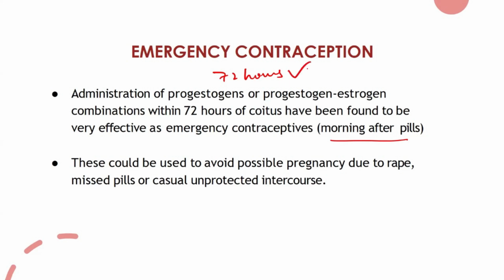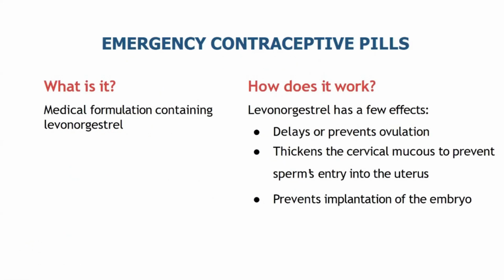So these could only act if the female has taken them within 3 days after the unprotected sex happened. So these are used in cases where there's a chance to prevent the pregnancy that happened due to rape or unprotected intercourse or missed pills. Okay. So it is a medical formulation containing levonorgestrel. Okay. So that can delay or prevent the ovulation, or that can thicken the cervical mucus so semen cannot reach the uterus. So ovulation happened, mucus was thickened, but still the sperms have reached into the uterus and into the fallopian tube. Fertilization happened. Then it prevents implantation of the embryo.